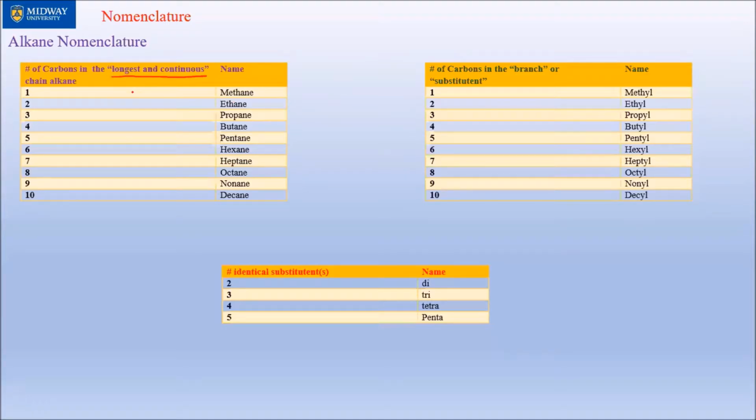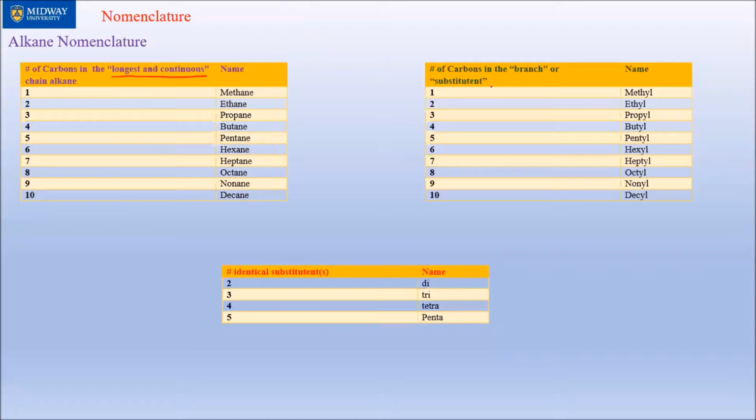Now, if your longest chain is only 1 carbon, well, that's methane. If your longest and continuous chain has 2 carbons, then it's ethane, 3 is propane, okay? All nomenclatures, in my view, have 2 things, your first name and last name, okay? Last name comes from the longest and the continuous chain. So however many carbons you have in the longest and continuous chain in that particular structure, the last name, if it's an alkane, ends with A and E. If it's an alkene, it ends with E and E, which you will see. And if it's an alkyne, it ends with Y and E, right?